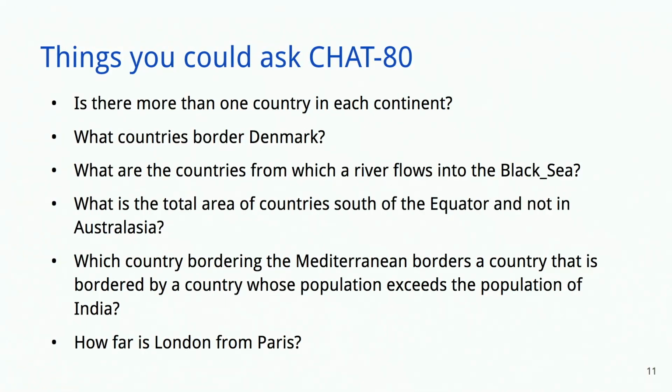But I want to show you some examples of queries that it can handle. You can ask it, is there more than one country in each continent? Let's see how good you guys are at geography. No, why not? Antarctica and Australia, yeah. Funny thing is, this system doesn't think that Australia is a continent. It thinks that Australasia is a continent. So it does say no, but the reason it says no is because of Antarctica, not because of Australia. What countries border Denmark?